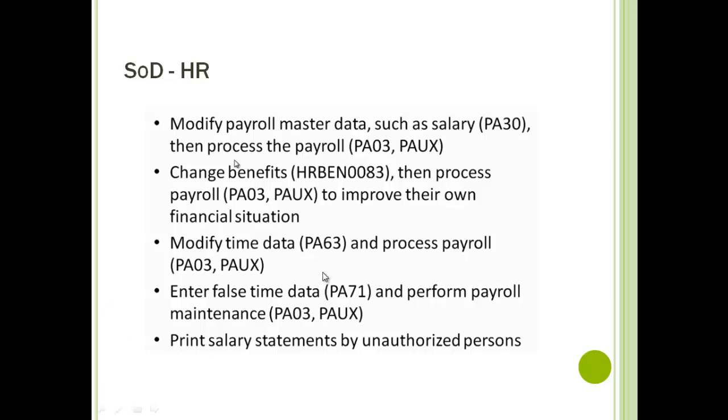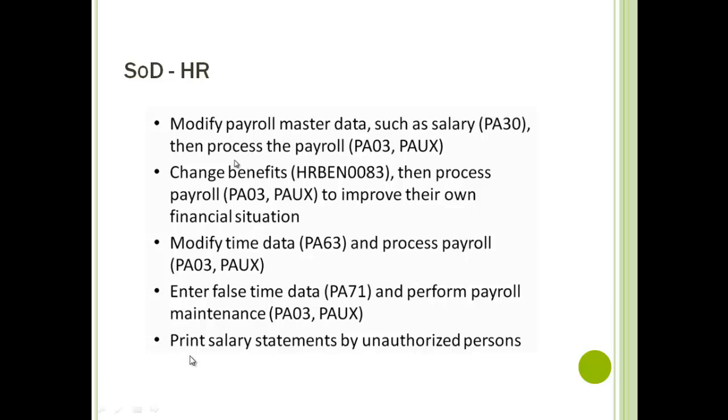Then modifying time data and processing approval, because you may have a policy where, based on the time you worked, you will be paid an additional amount, and that can also be a problem. Then entering false time data by PA71, then PA03 and PAX should not be with one person. Mainly, payroll simulation and payroll running will be one specific person. They will not have any other modification authorization, any finance related modification authorization. That will be a very simple segregation of duty.